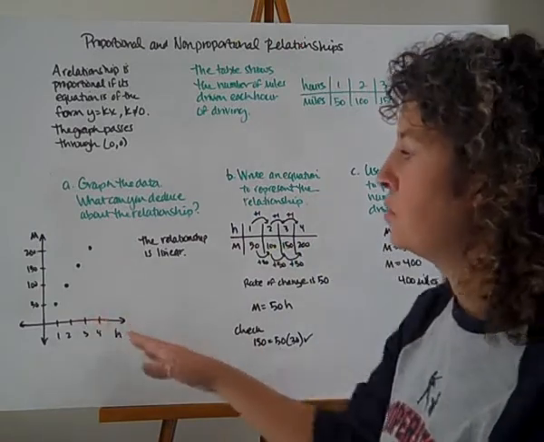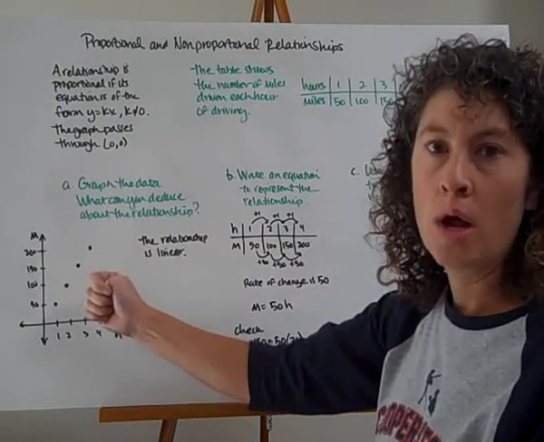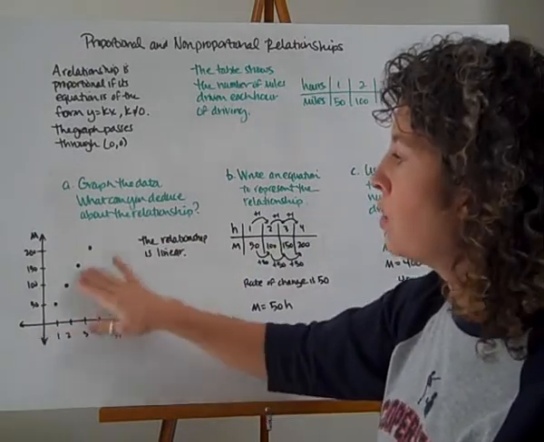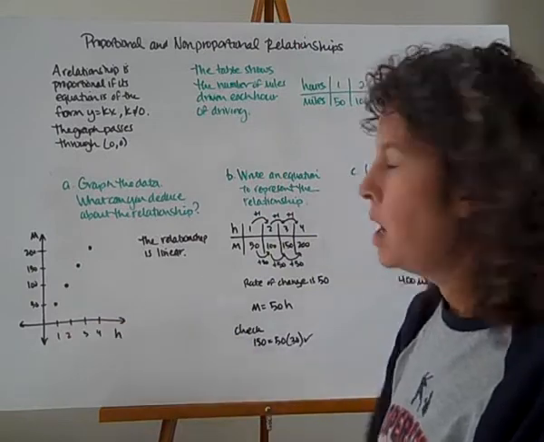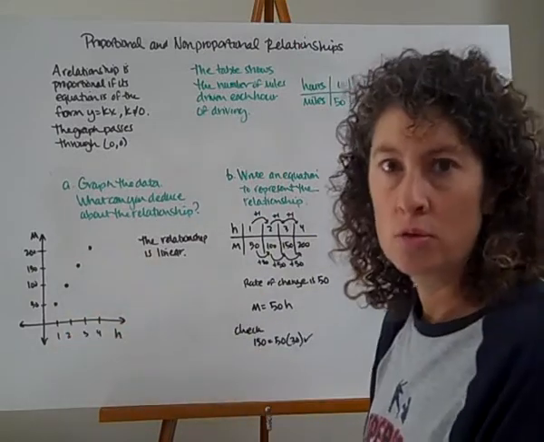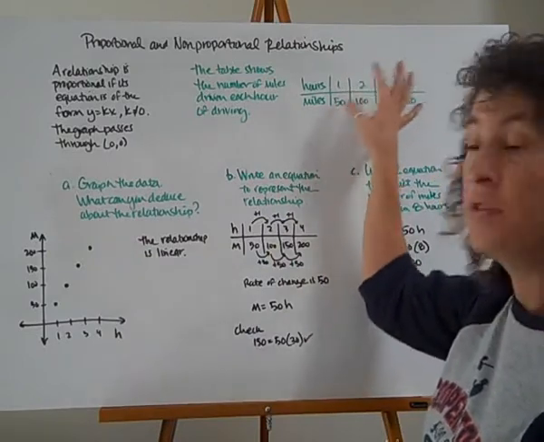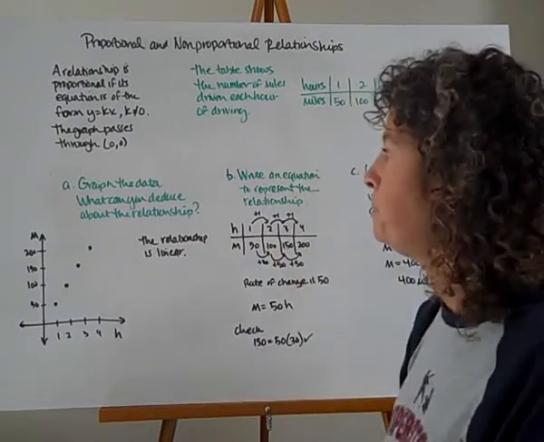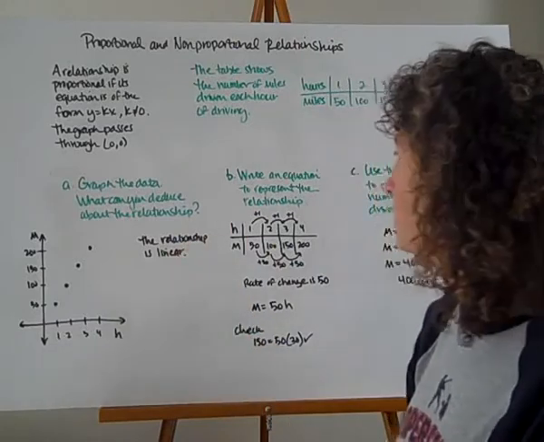So when I graph this with my hours on my x-axis as my input, my miles on my y-axis as my output, when I graph those points, I see a definite linear relationship there. I could draw a straight line through those points. I'm not, because they only asked us to graph these points here. We're just talking about these points and what relationship we see. I can say that these are definitely a linear relationship.